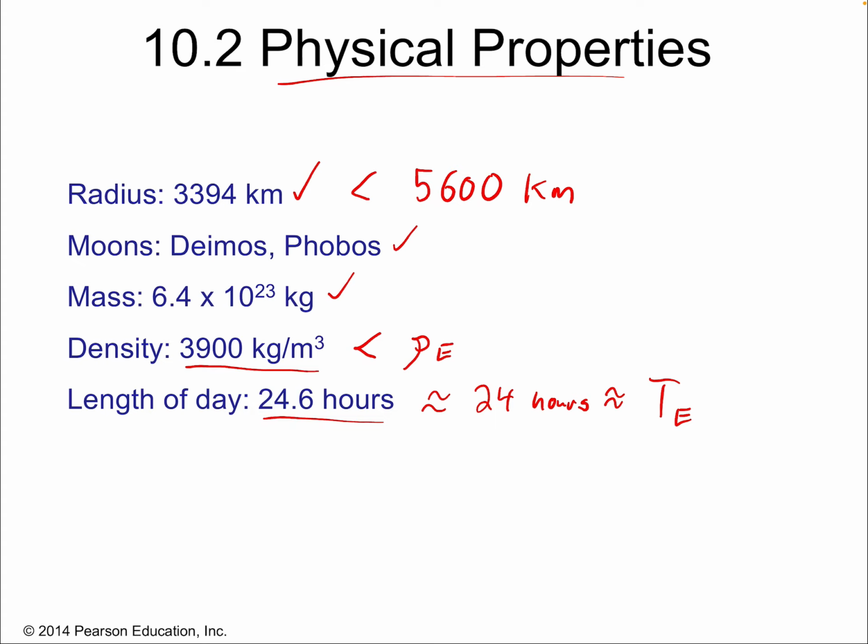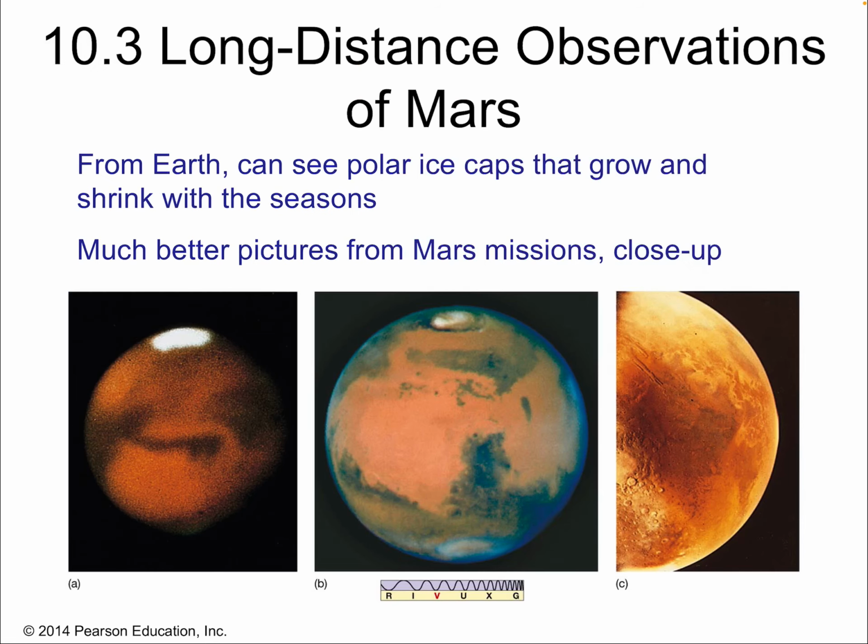And that is certainly part of the desire to go to Mars because we would have a nice light darkness cycle if we were to, say, have a base on the surface of Mars, a human manned base. Okay, so more about long distance observations of Mars.